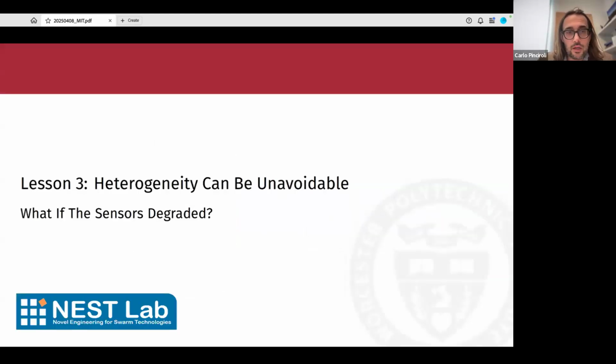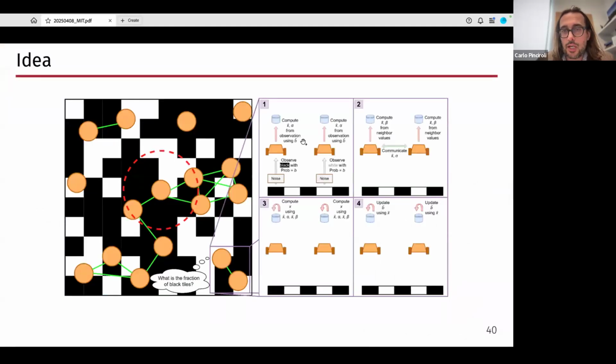So the question is, what if the sensors degraded over time and we didn't know how they degraded? One of the things that we have as an assumption in our filter is the fact that we know how bad the sensor is, and so we can put it in the Kalman filter as a correction term. But what if we don't have the ability to know how bad our sensor is?